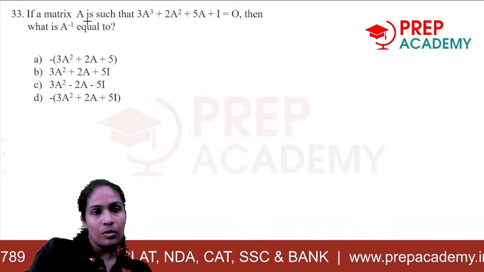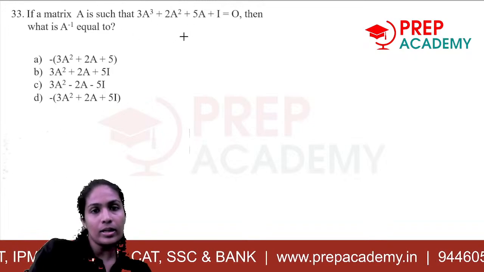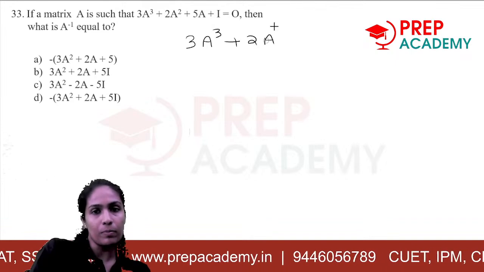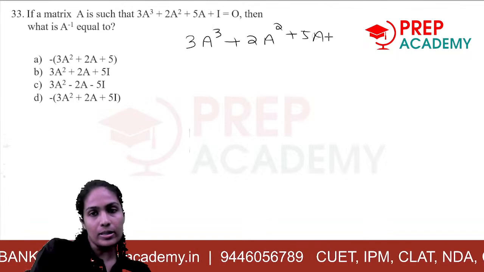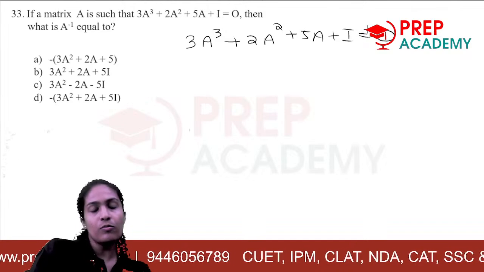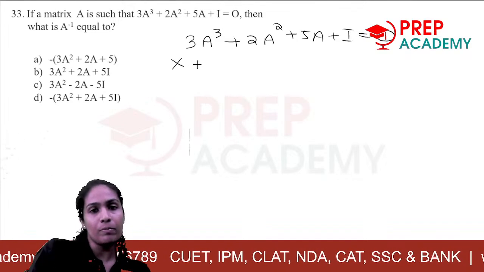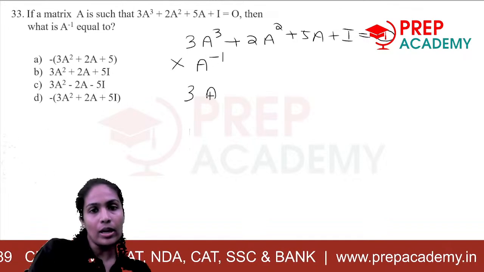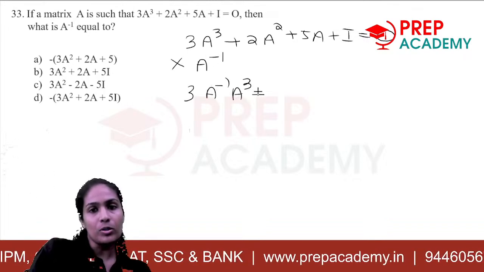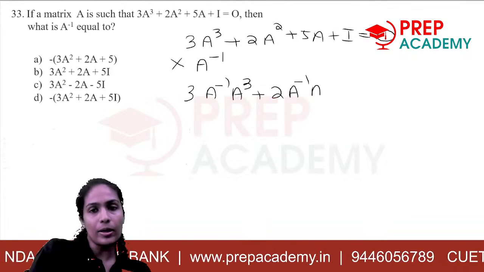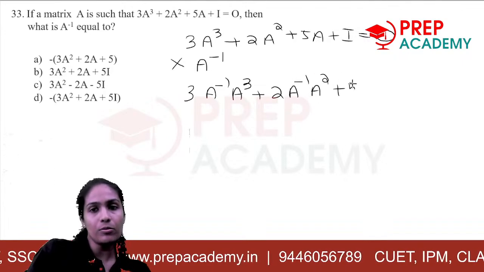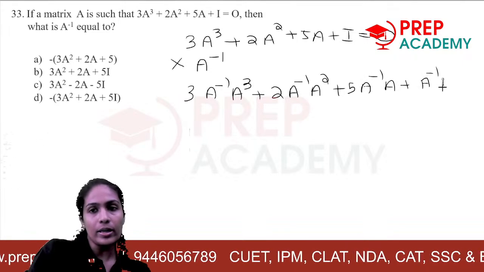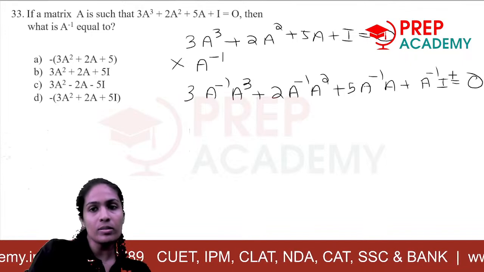So you have to find A inverse. Here, the equation satisfied by the matrix A is 3A cube plus 2A square plus 5A plus I is equal to 0. So to find A inverse, we do pre-multiplication with A inverse. So 3 into A inverse into A cube plus 2 into A inverse into A square plus 5 into A inverse into A plus 1 A inverse into I is equal to 0 into A inverse, which is 0.